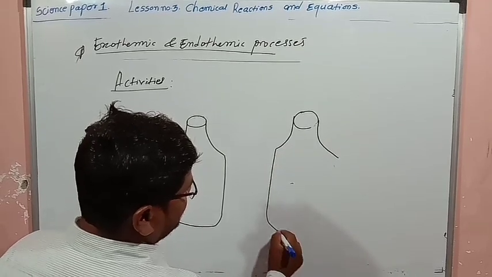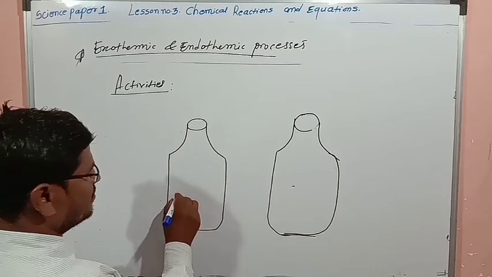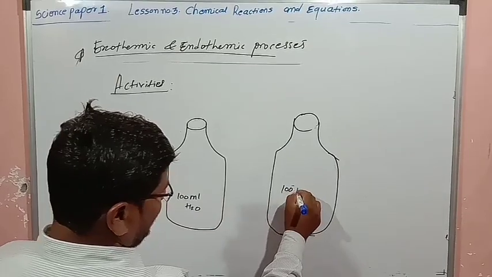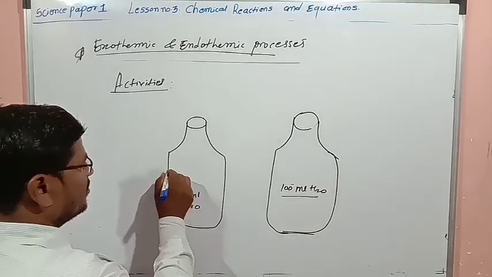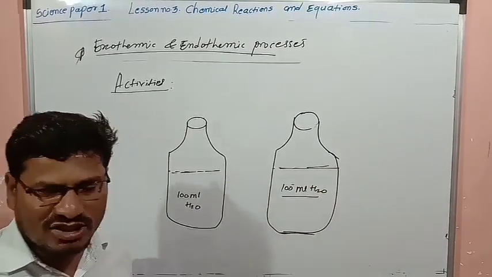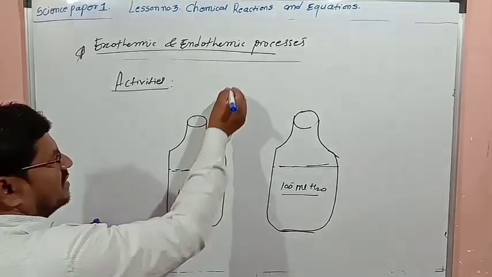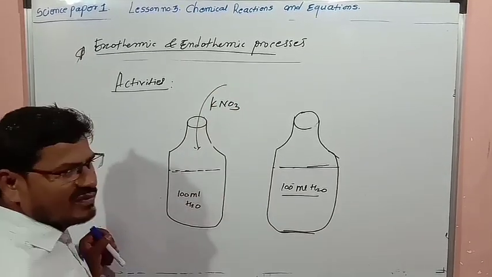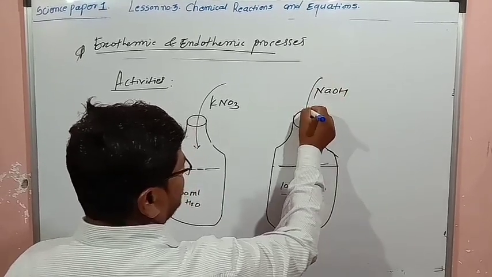You have to take 2 bottles, and in these 2 bottles, suppose you take 100 ml H2O. Here also 100 ml H2O water you have to take. In both bottles you have to take equal amount of water. And after this, in this you have to add KNO3, and in this you have to add NaOH.